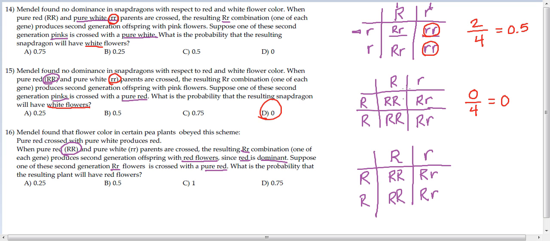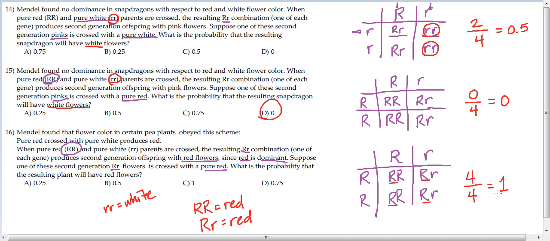So what's the probability that the resulting plant will have red flowers? Now remember, in this case, RR is red, but also big R, little r is red, because there is no pink here. It's either red or white. As long as you have a big R in your value, you're going to be red. The only way to get anything other than red would be little r, and that's white. They want to know how many will have red flowers. All of these have at least one big R in them, so all 4 of these will be red flowers, and 4 out of 4 is 1.